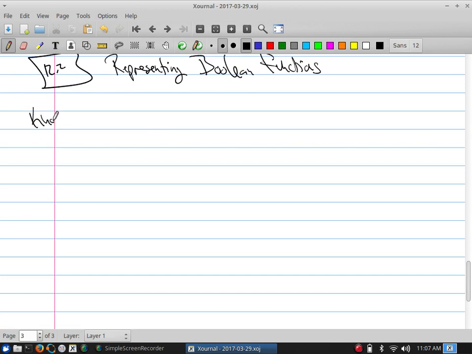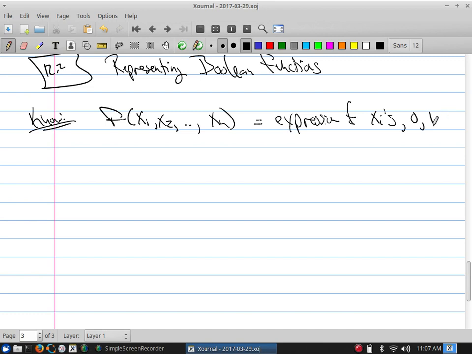So we know that f of x1, x2, up to xn is equal to some sort of expression of the xi's, 0, 1, and, or, plus, dot, complement. Operations, bits, variables.